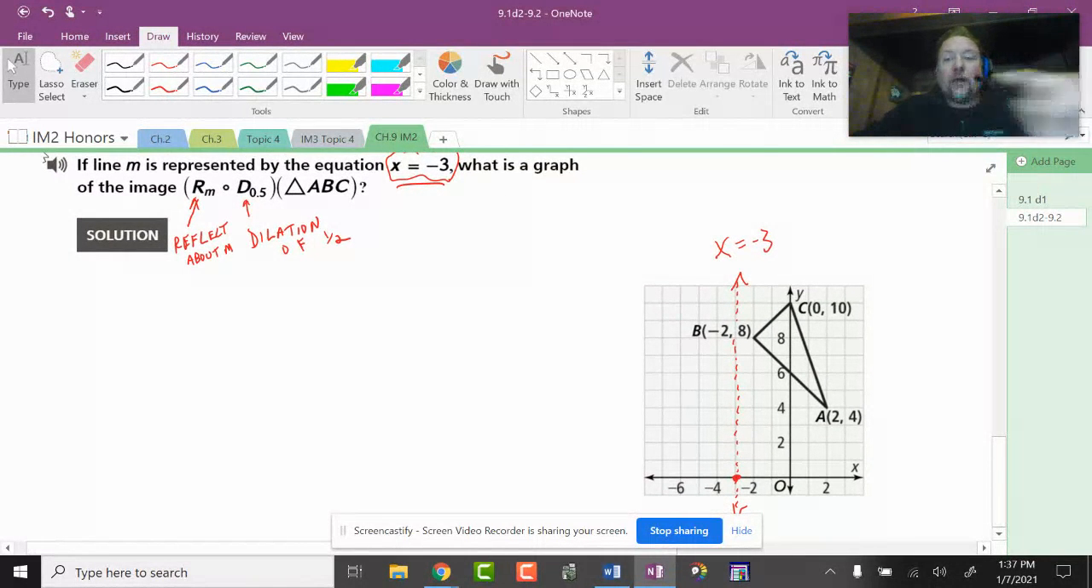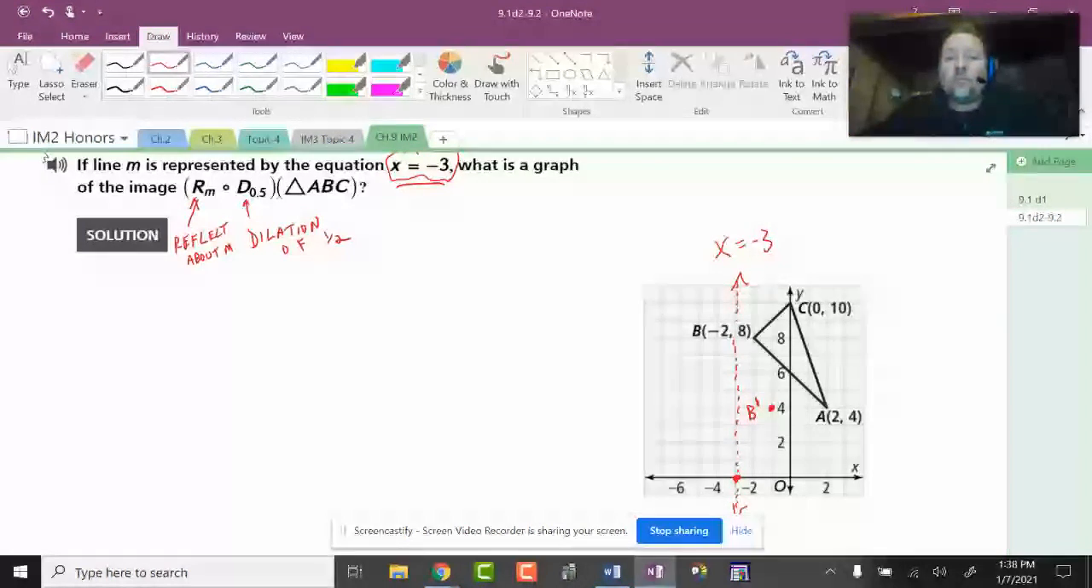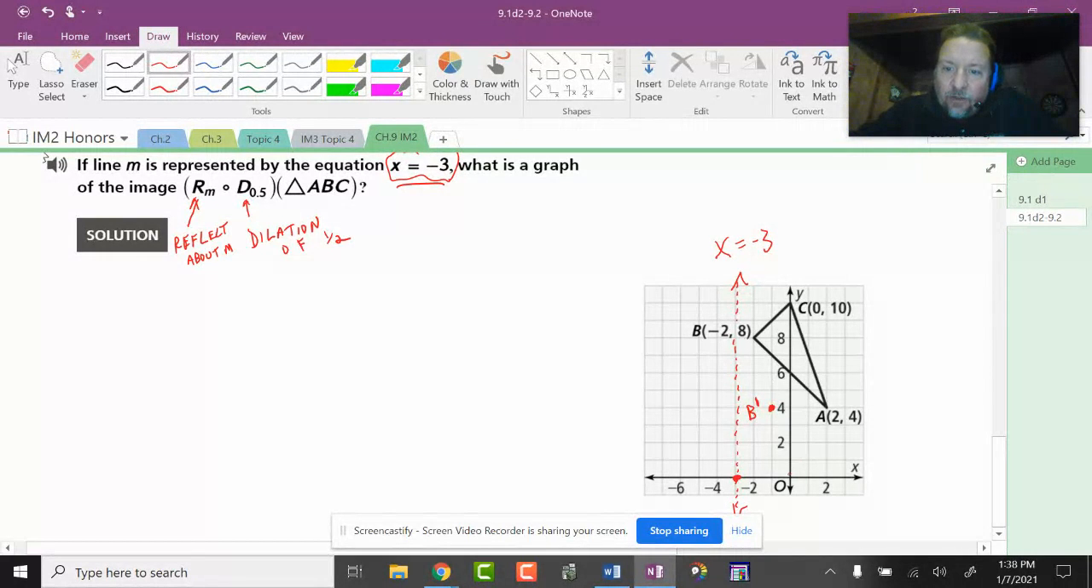So how do I dilate this figure by 1/2? You can take 1/2 of all the coordinates. What's 1/2 of -2? -1. What's 1/2 of 8? 4. That is B prime. This is another reason why I wanted to show this. When I connect the dots, you can see that the image actually looks half the size of the original. Here's from the origin, and that's also what that means. The origin is the center point of the dilation, so the image is half the distance from the origin.